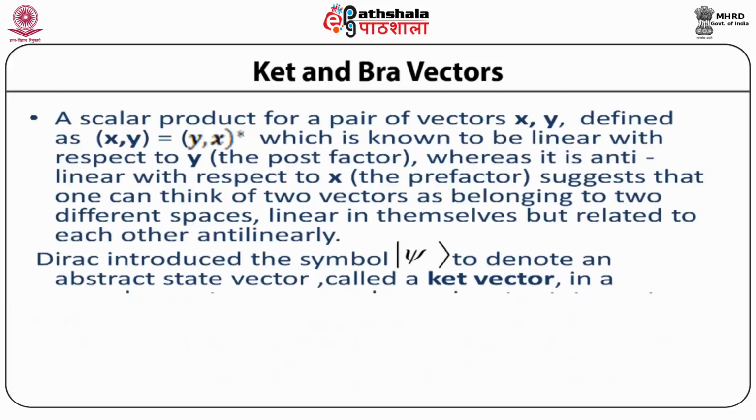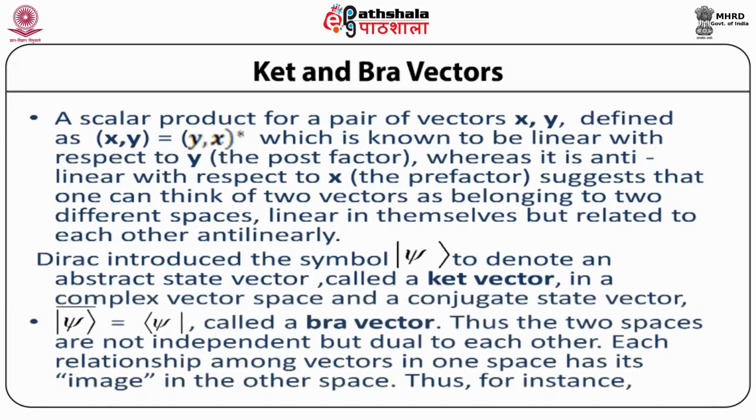Further, we can also define another vector, which is given by the symbol shown over here in the equation, and is called the bra vector. This is the complex conjugate state vector of the ket vector psi. Thus, the two spaces are not independent but dual to each other. Each relationship among the vectors in one space has its image in the other space.